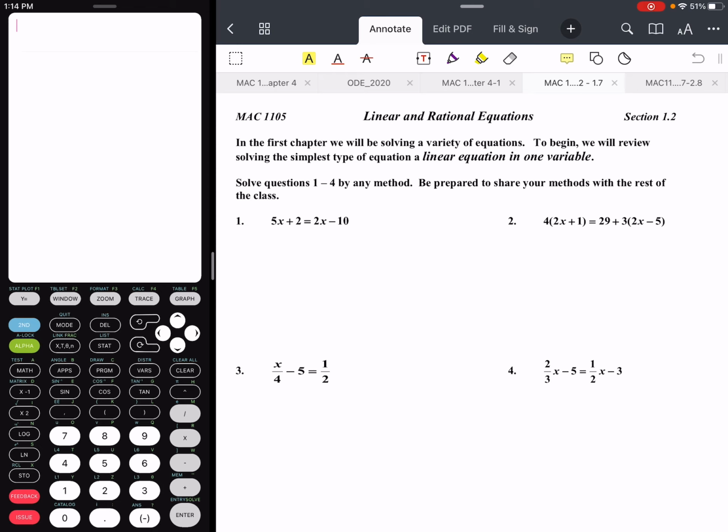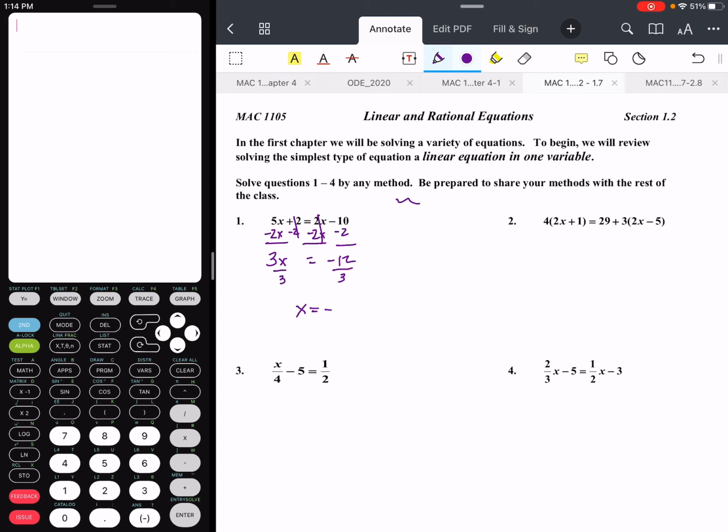Starting with number 1, we've got this linear equation, 5x plus 2 equals 2x minus 10. We'll get our variable on one side of the equation to get 3x, and subtract 2 on both sides to get negative 12. Divide both sides by 3, and solve to get x equals negative 4.